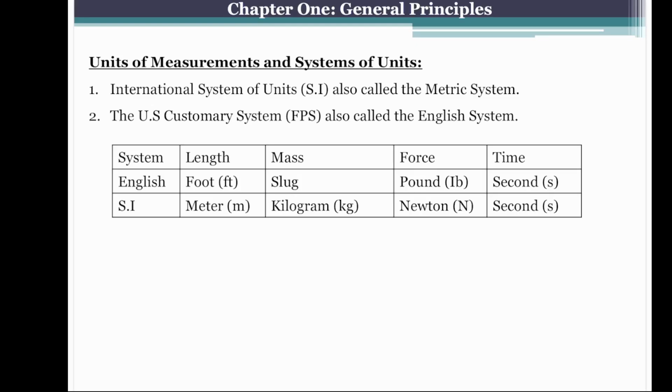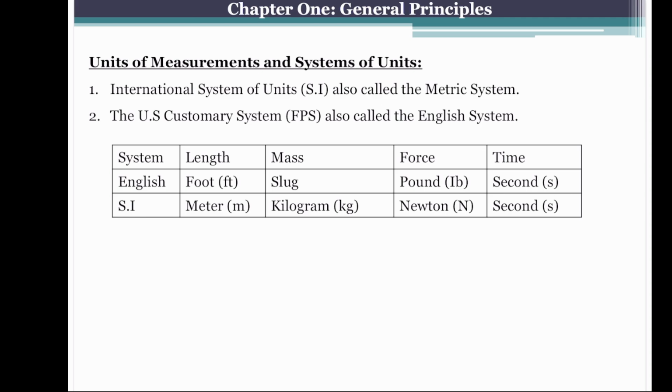Okay, hello everybody. Today is gonna be lecture number 2 in the statics course, and we are going to start from the last thing we did, where we stopped at the last lecture, and it was the units of measurements and the systems of units. So basically, there are two systems of units: the international system of units, which is the SI units, known as the metric system, or the US customary system, known as the English system.